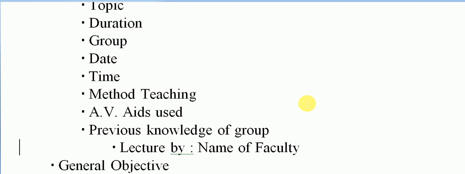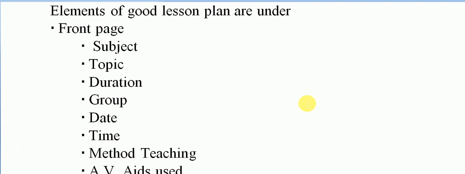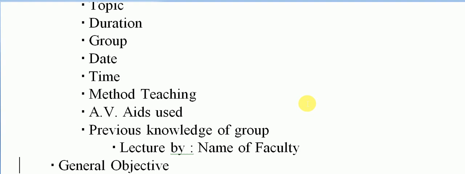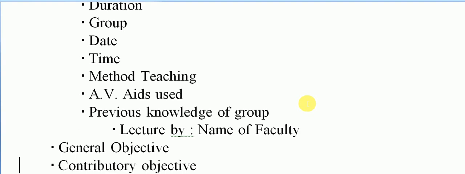Then it is the first page of the lesson plan, the front page. In the front page we just mention the subject, topic, duration, group, which group, date, time, method of teaching, AVAID, previous knowledge of the group, and name of faculty.